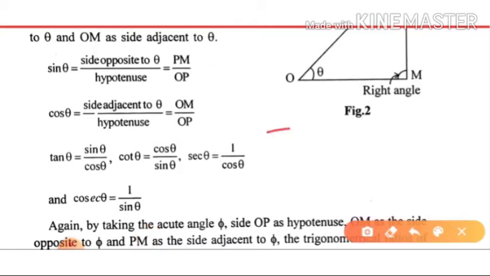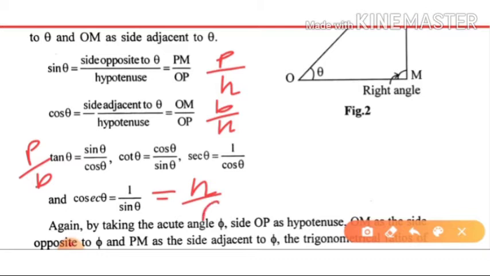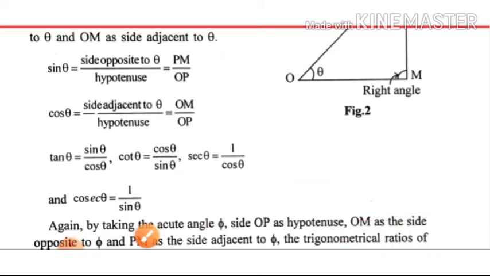For sine it is always p by h, perpendicular by hypotenuse. Cos is b by h, and then tan is p by b. Then cosec is 1 by sine, so it will be h by p, and sec is 1 by cos, so it will be h by b. So we know all these things.